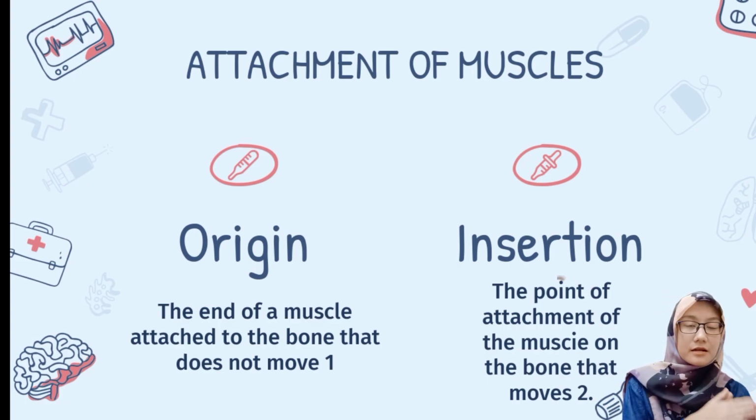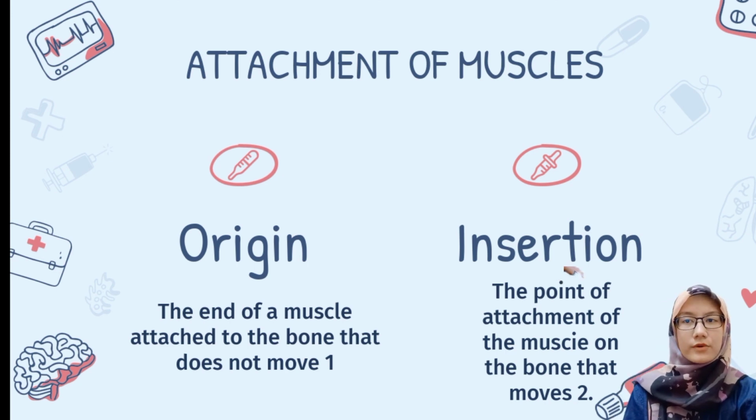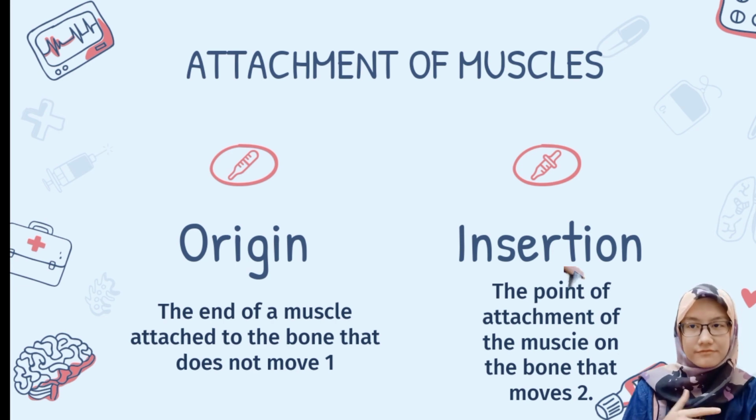Okay, for the next part of action and interaction of muscle in the body, it is attachment of muscle. Attachment of muscle is divided into two: origin and insertion. In most cases, one end of the muscle is fixed in a rest position, while the other end moves during contraction. The origin is the attachment site that does not move during contraction, while the insertion is the attachment site that does move when the muscle contracts.